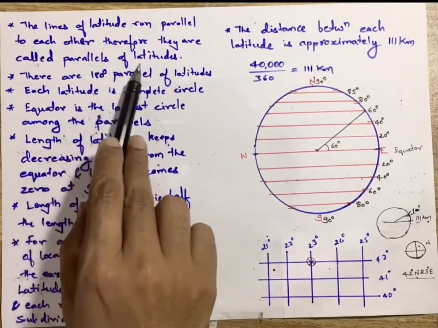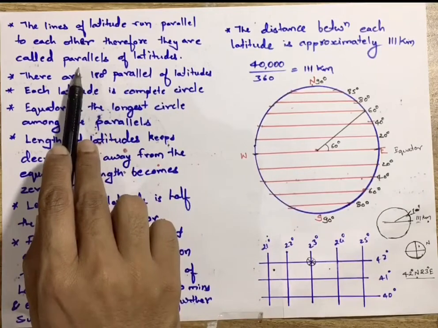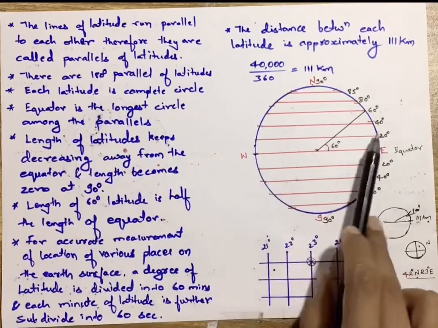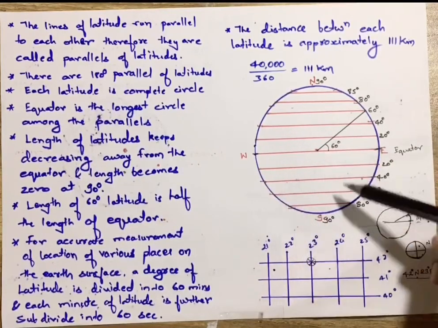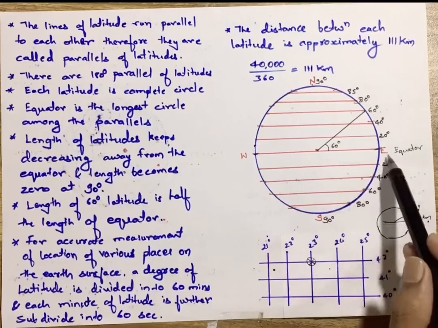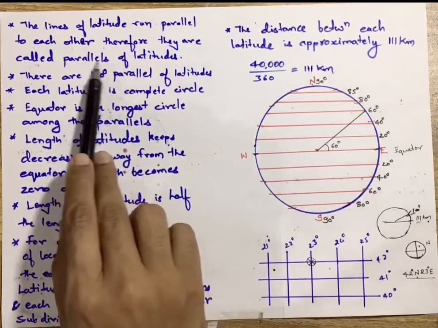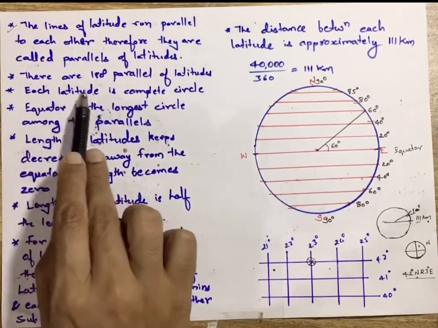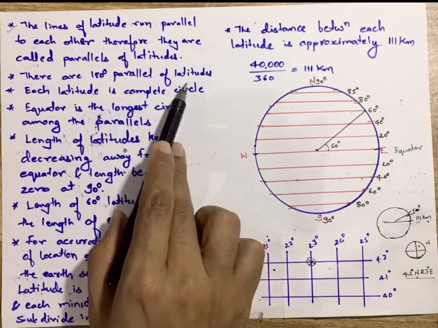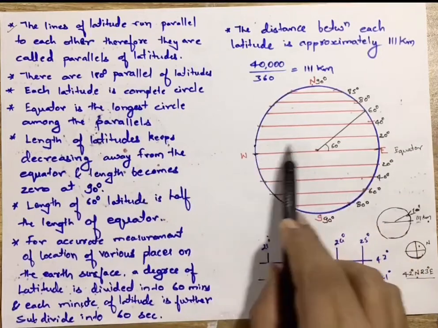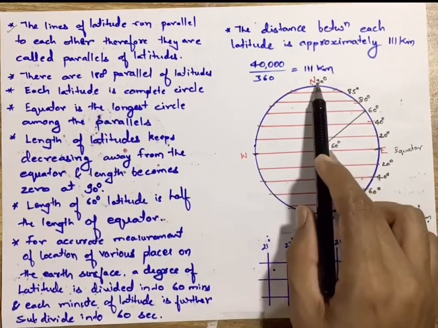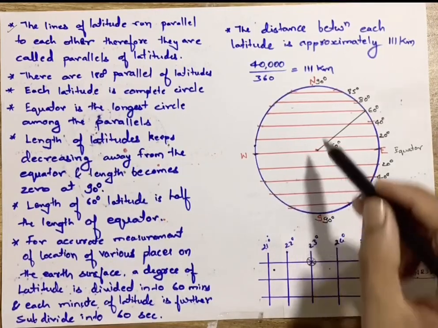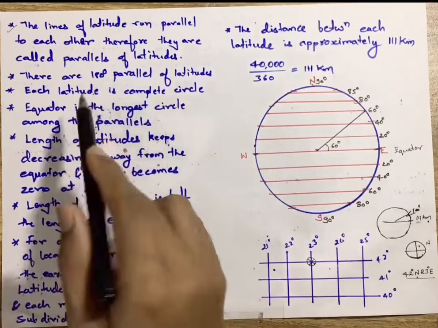Students, in the beginning of the chapter we had come across this. Now what do you mean by this? You can see all these imaginary lines, the latitudinal lines, are parallel to each other. They are parallel to the equator, so they are called parallels of latitude. The next point is, there are 180 parallels of latitude. There are 90 parallels of latitude in the northern hemisphere and there are 90 parallels of latitude in the southern hemisphere. So in all there are 180 parallels of latitude.